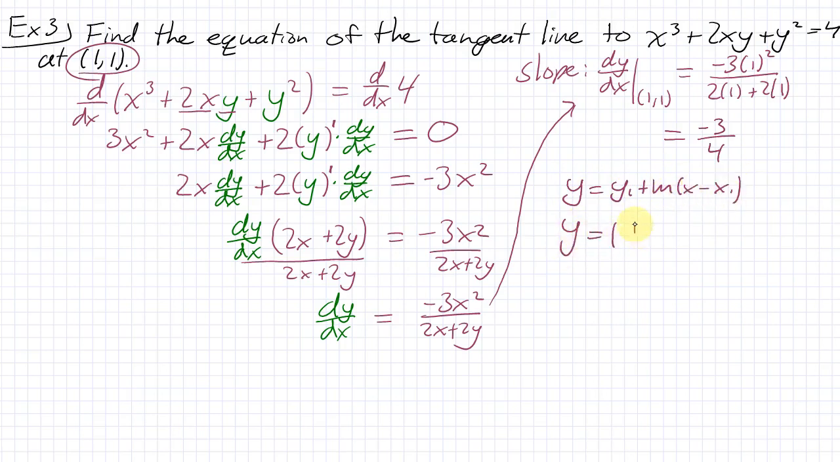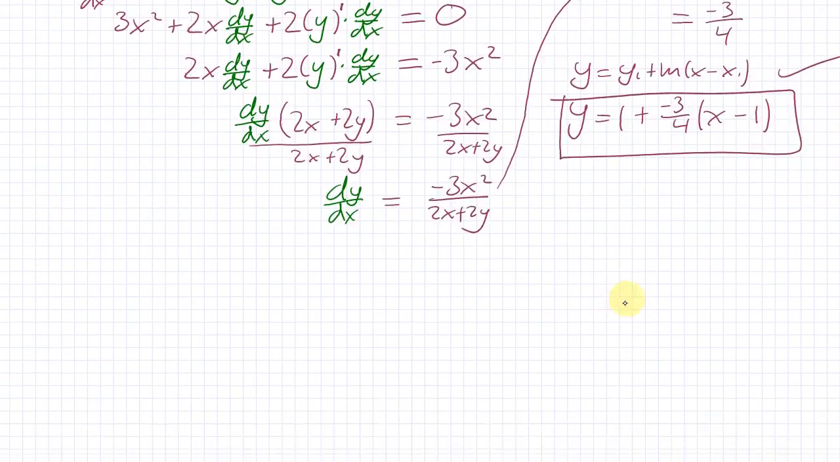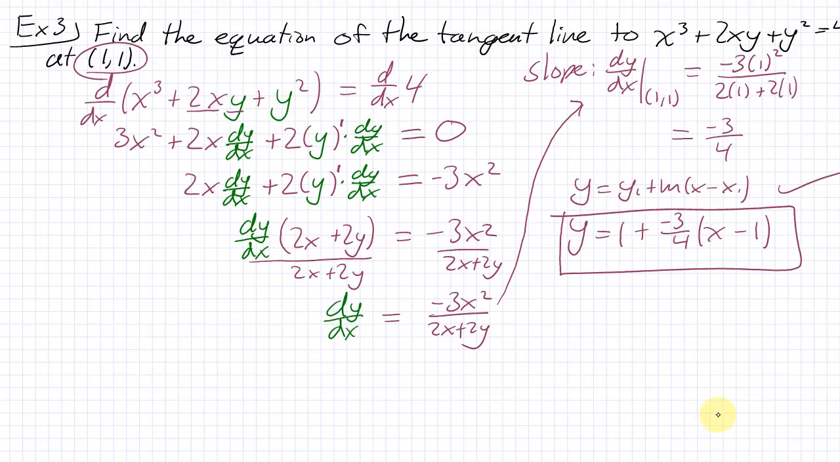That's going to be y equals 1 plus the slope of 3/4 times x minus 1, and that is the equation of that tangent line. So now we can put a box around it. Okay, so sounds good.